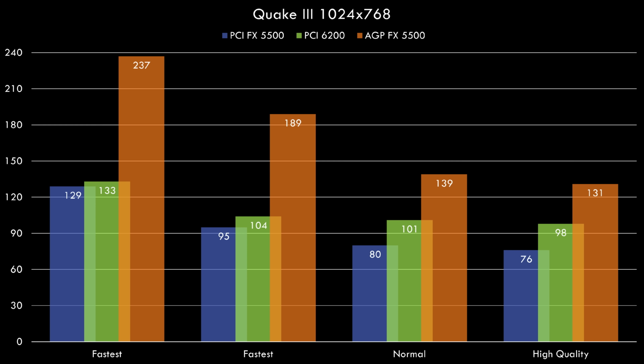We have Quake 3 running at 1024 by 768. And what we can see is that going from the fastest preset, which has the lowest quality, to the high quality preset, the results get compressed. So with the fastest preset, the AGP card is quite a bit faster, but as the video details become more and more demanding, the difference actually becomes smaller.